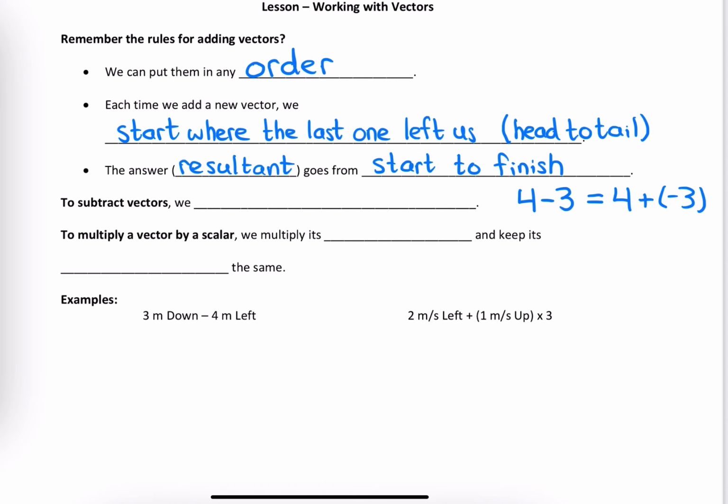One way we could say this is that to subtract a number, we add the opposite of that number. Opposite of 3 being -3. Well, this exact same idea, it turns out, works for vectors too. To subtract vectors, we add the opposite.